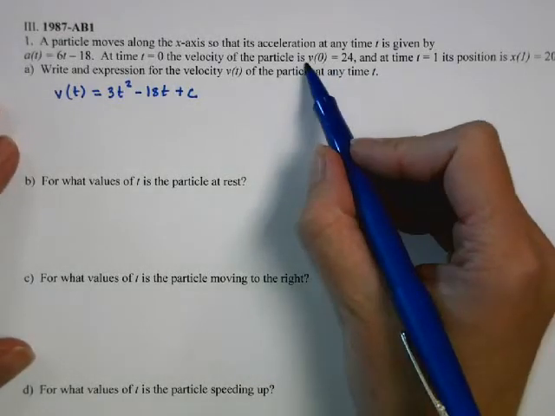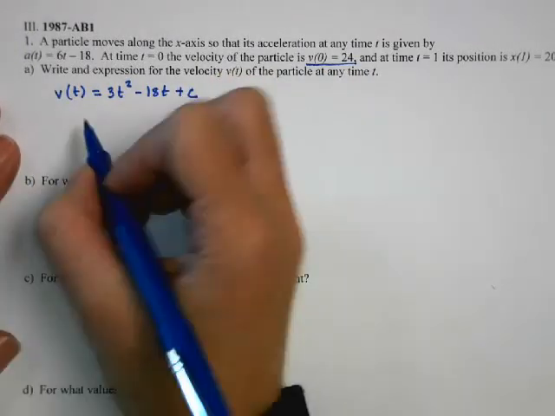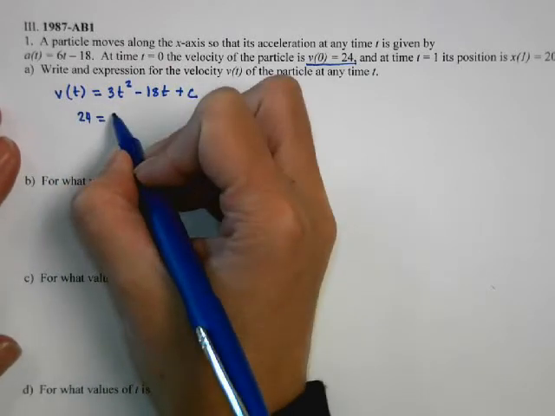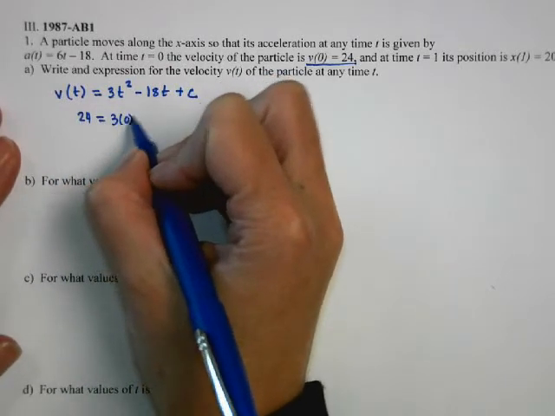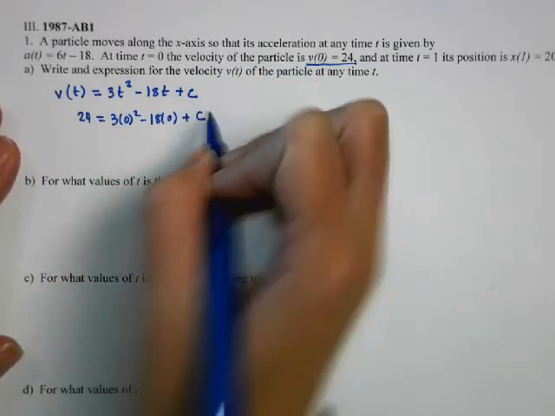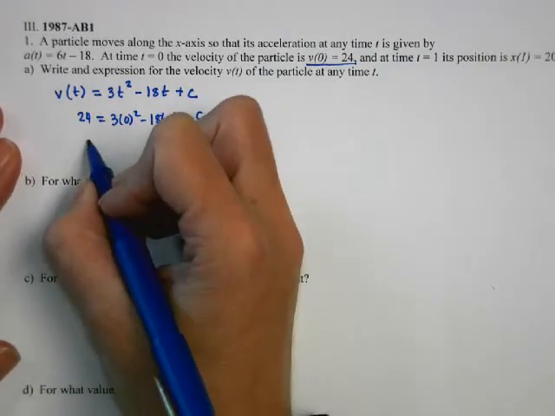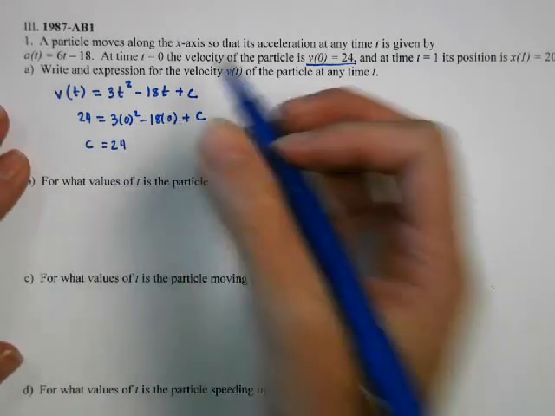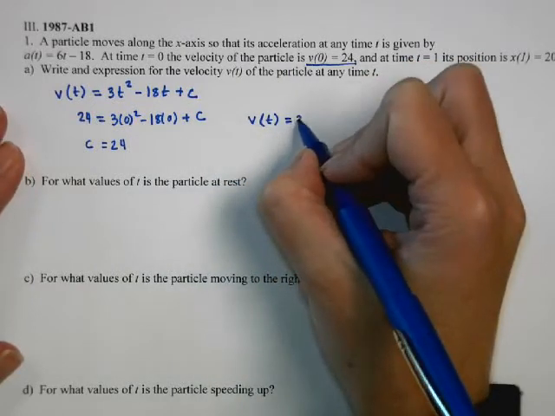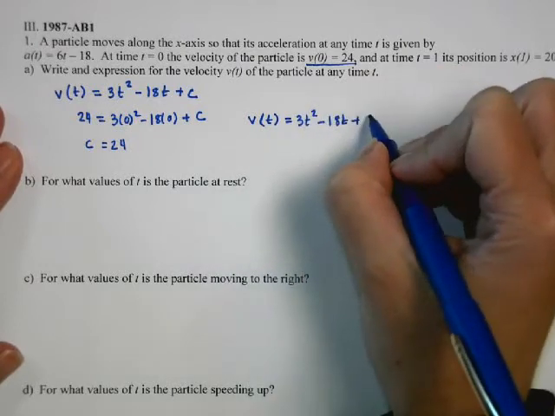But we have enough information to figure out what that constant is. So v of 0 is 24. I'm going to set this equal to 24 and plug in 0. So that's 0, which means c is 24, which means my velocity equation is 3t squared minus 18t plus 24.